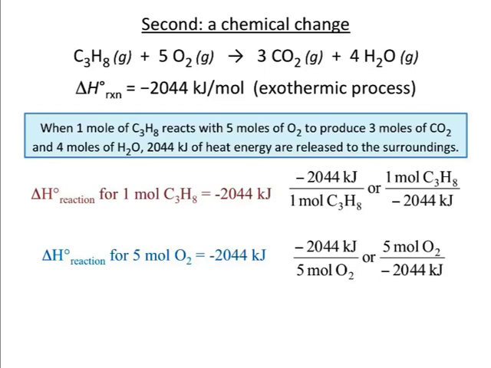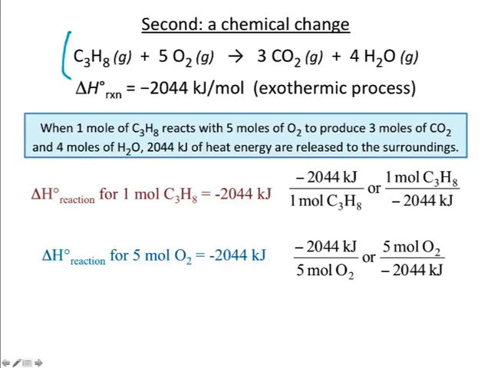Alright, so second, let's show this for a chemical change. So here you're burning propane in oxygen to make carbon dioxide and water. If you've ever cooked on a barbecue grill or a portable stove, you're probably burning propane. Now, the standard state enthalpy change of this reaction, delta H with the degree sign, subscript Rxn, short for reaction, is equal to negative 2,044 kilojoules per mole. Negative because this is a highly exothermic process. You're cooking something. It's going to release heat.